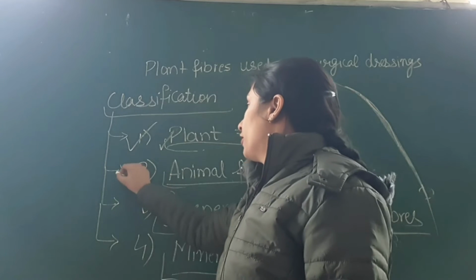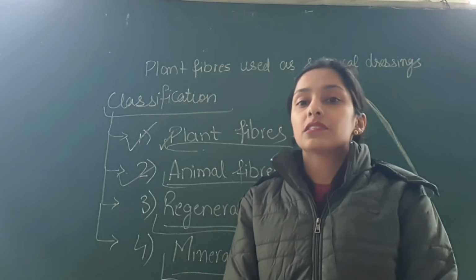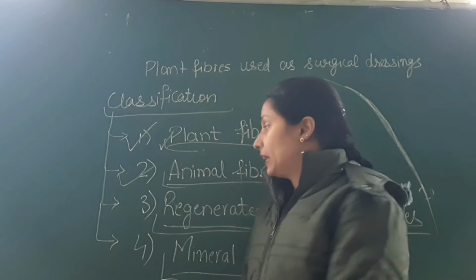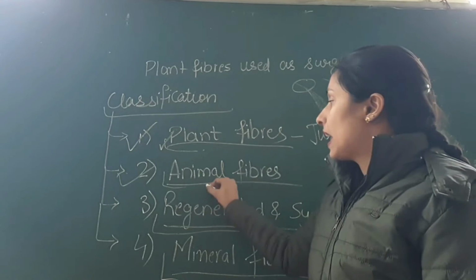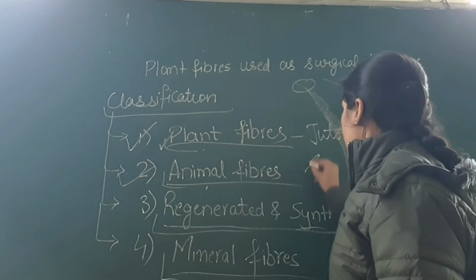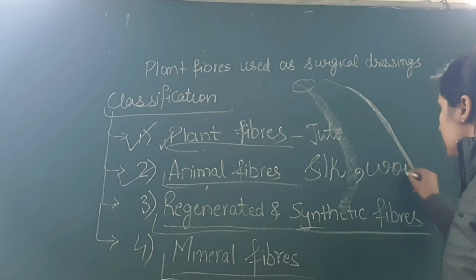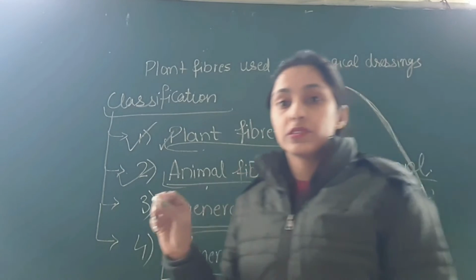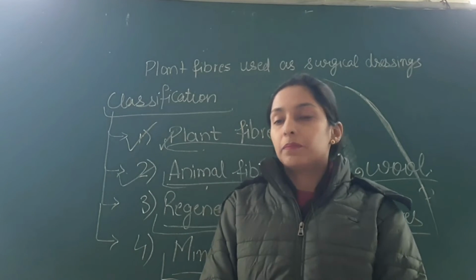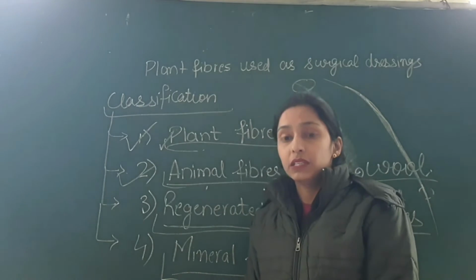Next is animal fiber. Animal fibers are those which can be obtained from animals, their skin or any other part. For example, silk or wool. Wool is obtained from sheep, and silk is obtained from an insect.